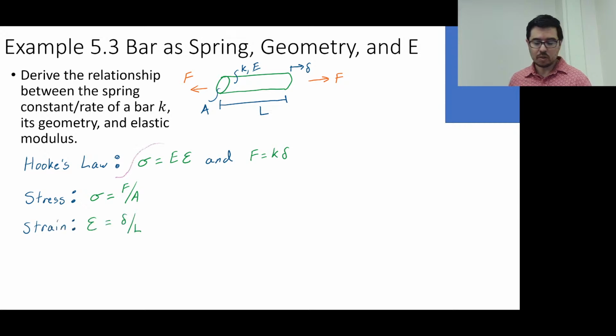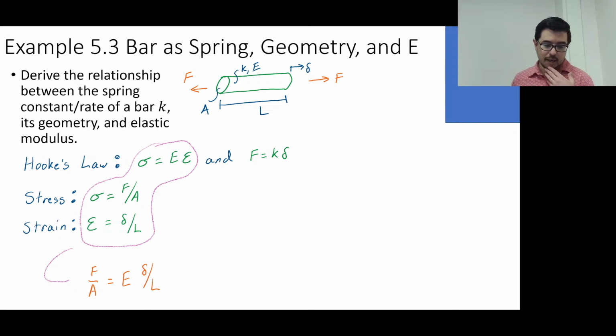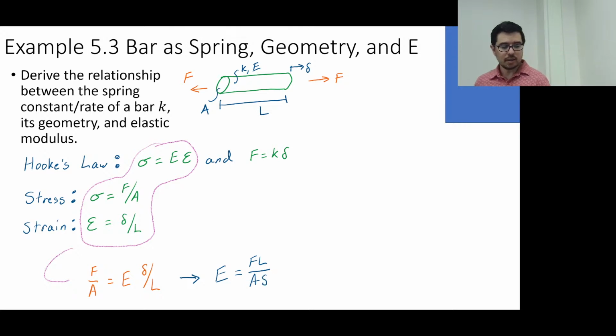Strain is delta over length. Okay. So another way to write this is to say F over A has to be equal to E times delta over L. And now I can say that the elastic modulus is going to be FL over A delta. Okay, so that's one relationship.